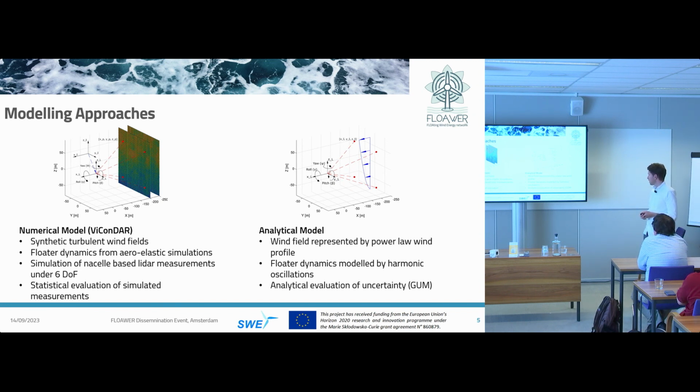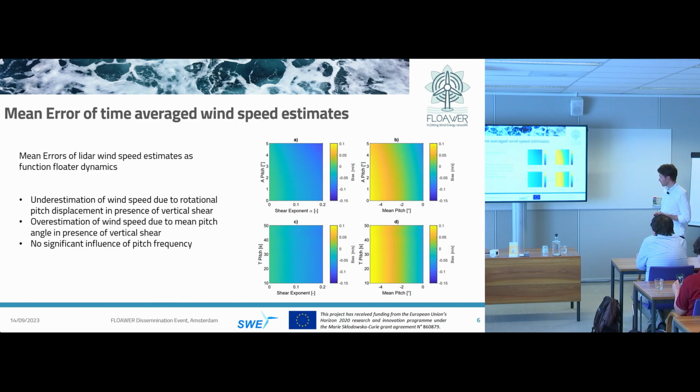The second thing I did is developing a simple analytical model where we have very simplifying assumptions. We are just modeling the wind field by a power law profile, and the floater dynamics are just represented by harmonic oscillations. And why we do that: we end up with a fairly simple set of equations describing the measurement in the end. And by having this analytical representation, we can apply GUM methodology. It's the Guide to the Expression of Uncertainty in Measurement, and directly get an analytical estimate of uncertainty in measurements.